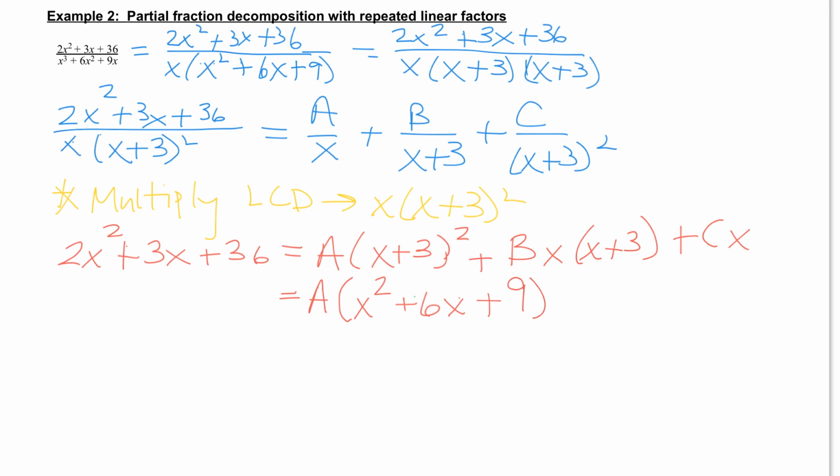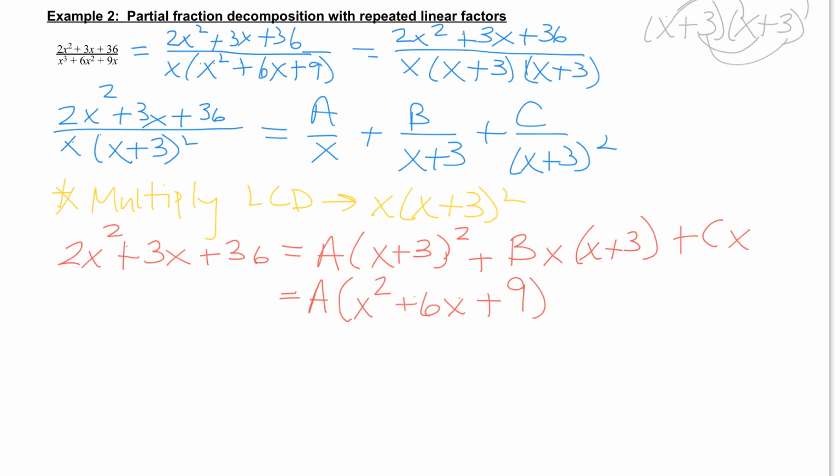Now again, if you don't like to do that, you don't have to. You could go off to the side and take x plus 3 times x plus 3 and then FOIL it all out. That's your other option. And then once you have that FOILed out, then you can bring it back into here.